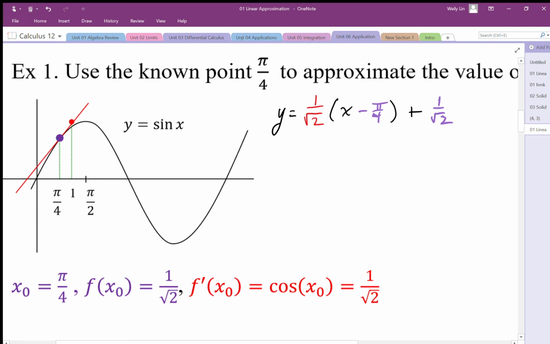Since 1 is not super close, but it's close enough to pi over 4 that we're going to use that as our linear approximation point. So we're going to find out the y value when x is 1. And this is going to be approximately equal to sine x. So I'm just going to maybe write it like this.